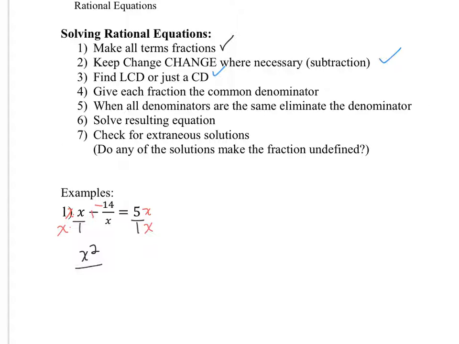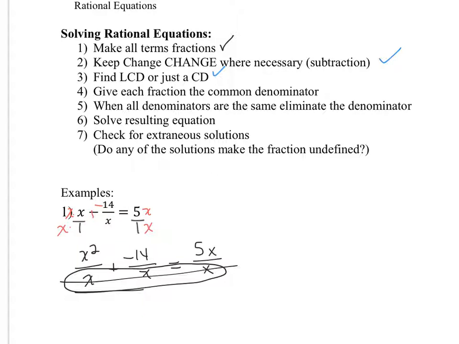So I'm left with x squared over x plus negative 14 over x equals 5x over x. Now these are all the same. This is an equation. I just got all these to be equal. Because this is an equation, I can be like, well, if all those are equal, I don't really care about them. What I care about is the part that isn't equal yet. Okay, so we cancel those out. We did that. When all the denominators are the same, eliminate the denominator.